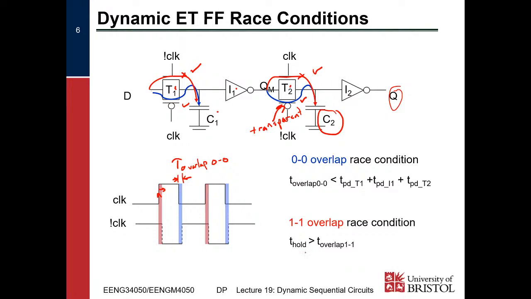Okay, so we've got a hold time constraint and an overlap constraint. Well, we've got two overlap constraints, one of them relative to the hold time and one of them relative to the delay of these inverters and transmission gates. Obviously, we can set our hold time, we can define how long our data has to be held for, so this is relatively easy to meet. This one is harder to meet.